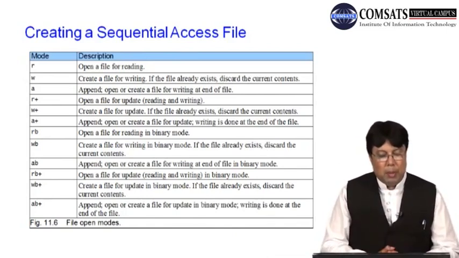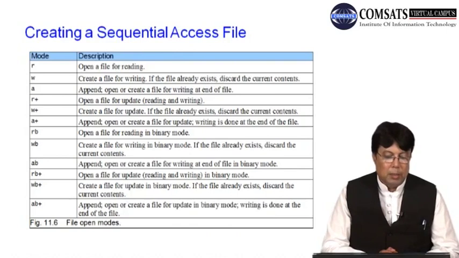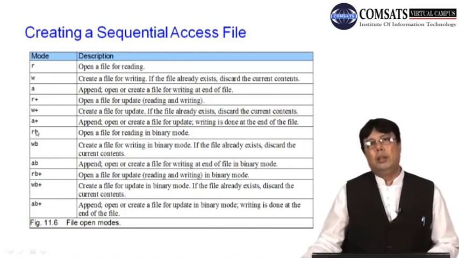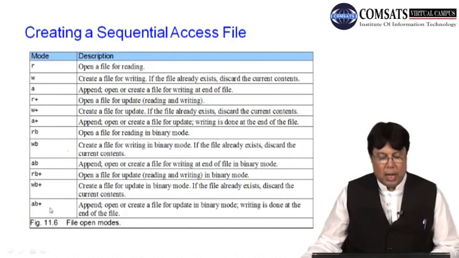So if we want to create a binary file, then instead of R, we can use RB. Similarly, WB for writing binary files, append binary files, read and write binary files, just like this. This is for the character files, and this is for the binary files. So the upper half is for files if you are dealing in character by character format, and the lower half is if you are dealing with binary files. What is that? I will explain it to you later on.